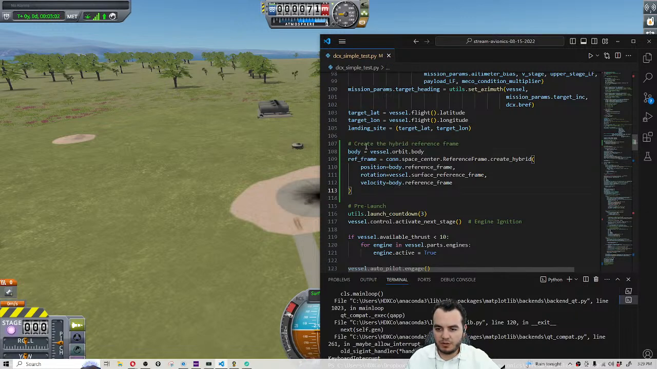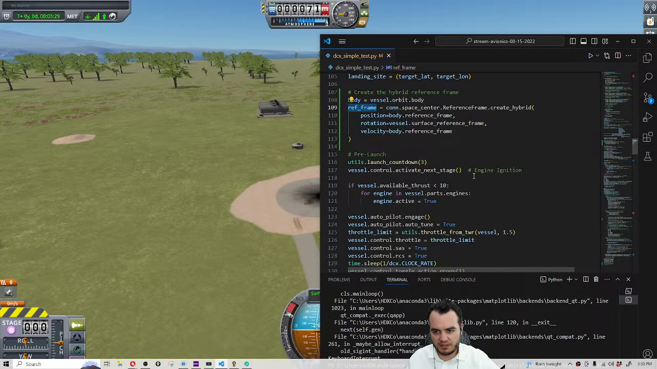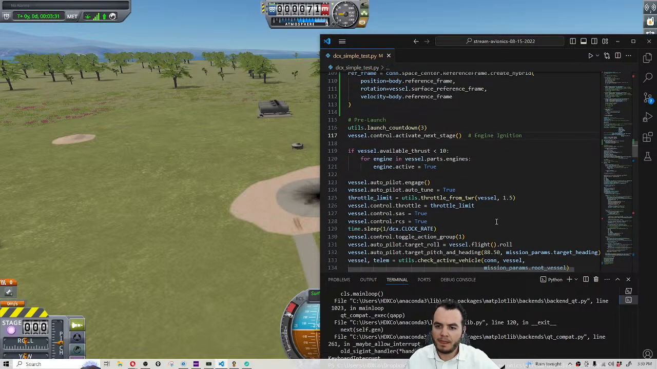Oh, that's right. Yeah, so we get this hybrid reference frame, and this hybrid reference frame, if I remember correctly with how the kRPC mod is developed, I think this is the ECI frame, or Earth-Centered Inertial. I guess in this case it would be the KCI, the Kerbin-Centered Inertial frame. So I believe that's what this is for. I don't know if we actually use it anywhere, but that's what we had set up.